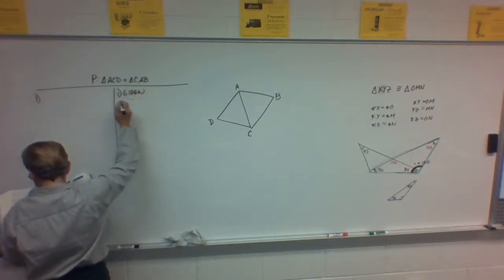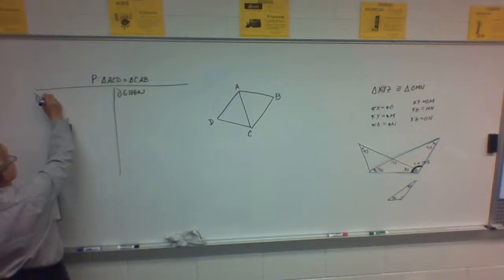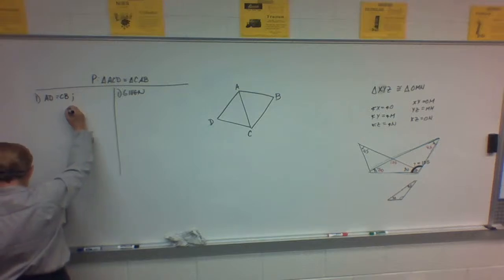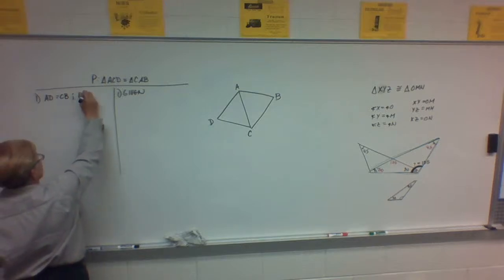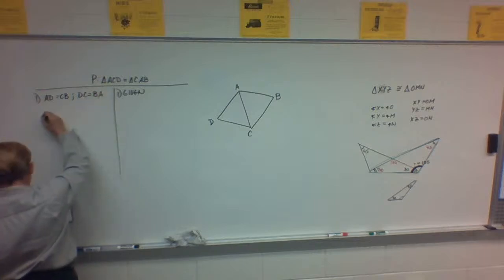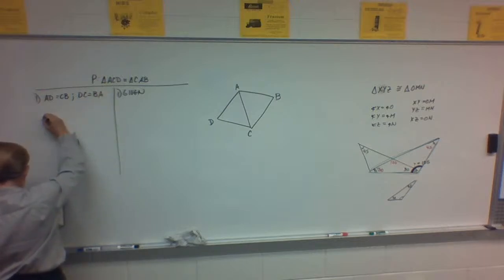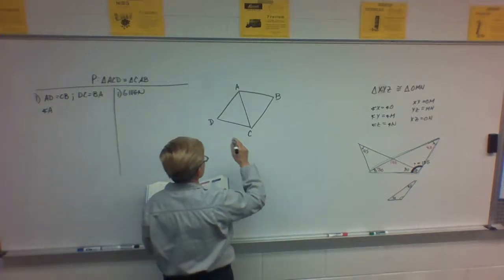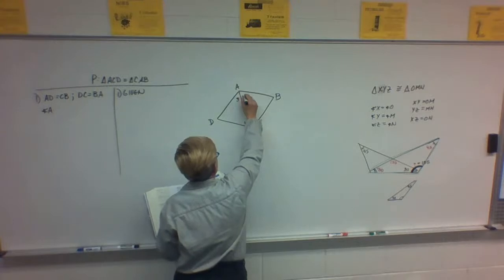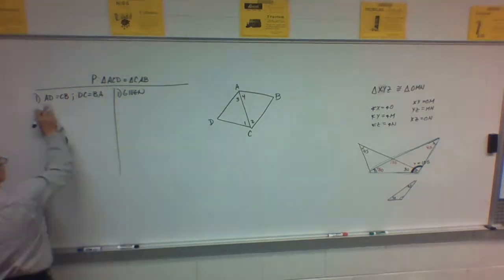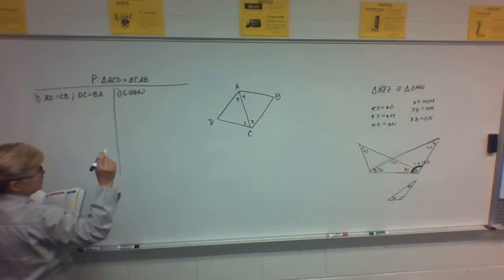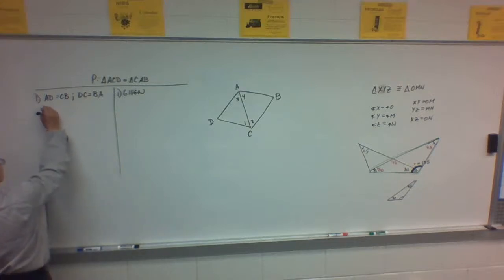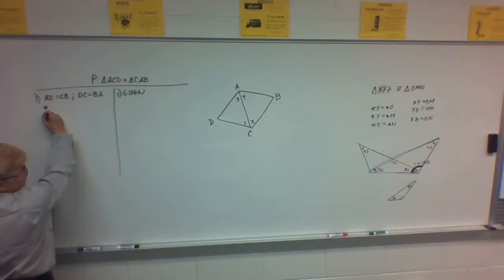And this is the information that we are given. AD equals CB. We're also given that DC equals BA. Also, angle ACD. I'm going to call this 1, 2, 3, and 4. So it says angle ACD; if I follow it, that is angle 1. I'm going to give it to myself that way. Angle 1 is equal to angle CAB. CAB is 4.